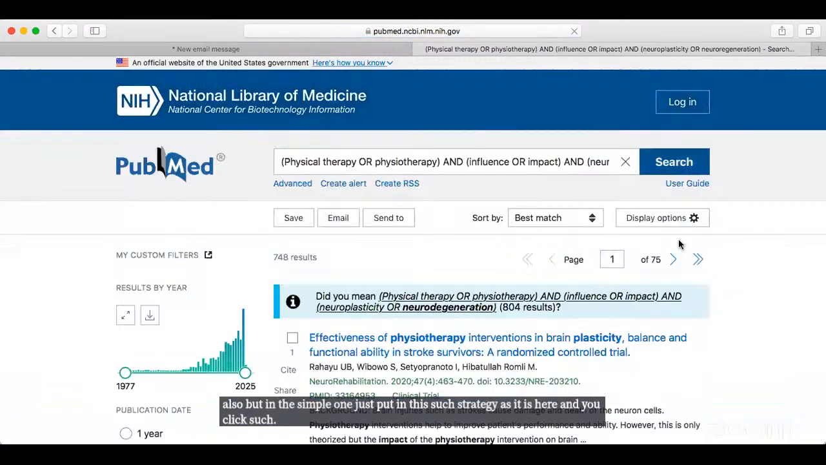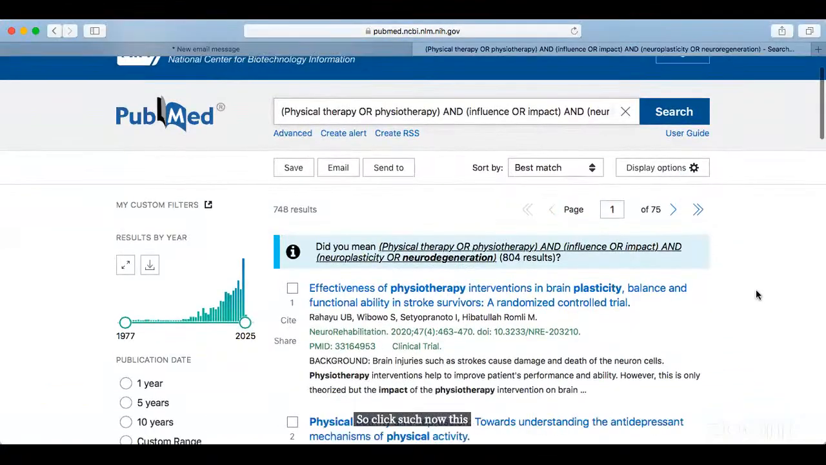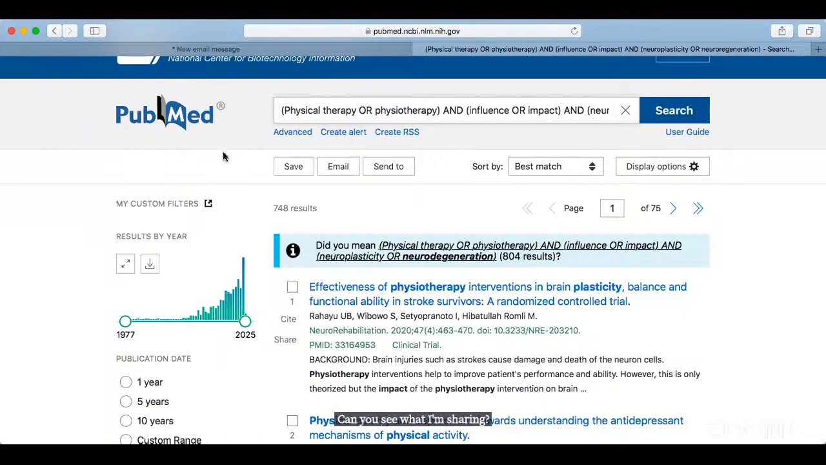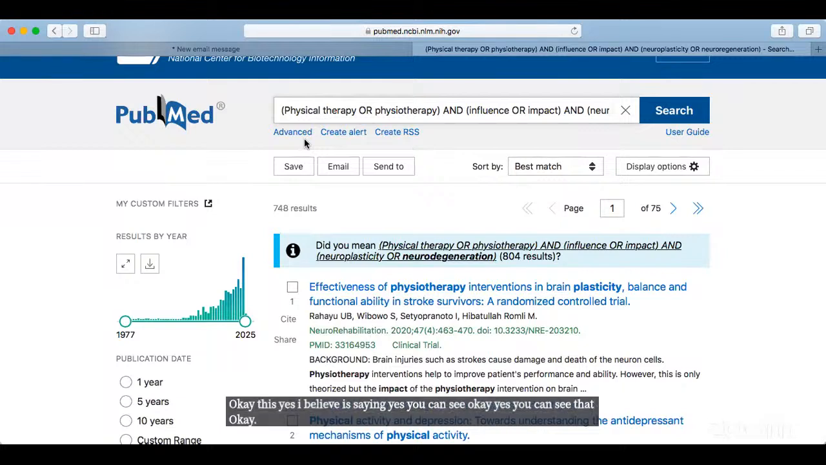So click search. Now, this is what is going to come out. I hope you can see that. Just let me know if I shared the right browser. Can you see what I'm sharing? Okay, yes, you can see. Okay, wonderful. Thank you.